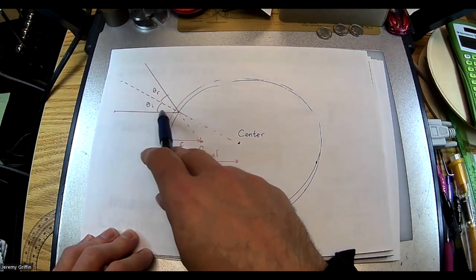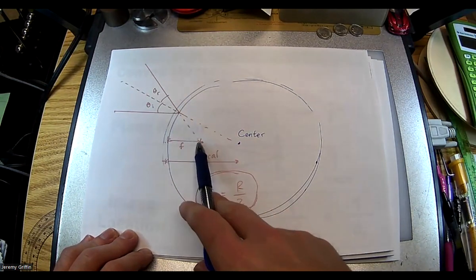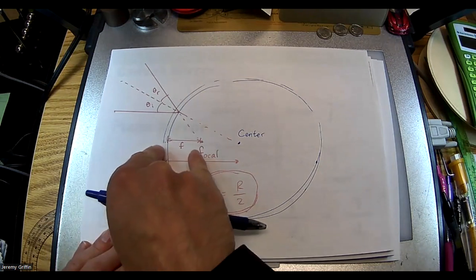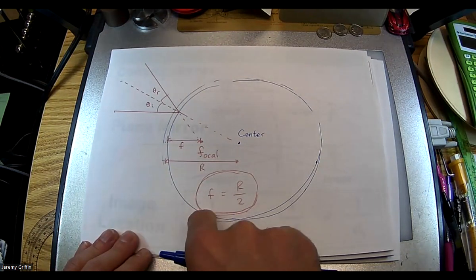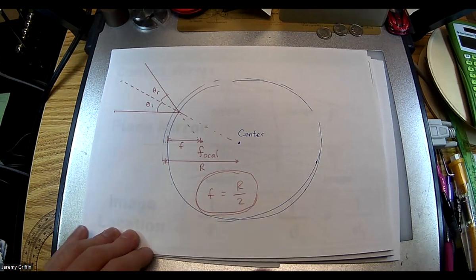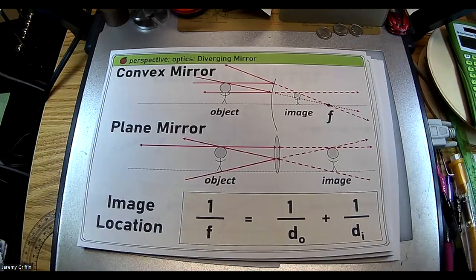And then what you can show is that this reflected ray, if you extrapolate backwards, will always go through what's called a focal point. And this focal distance is always half of the radius of that sphere in this case. So the focal distance is half the radius. So now you can define how curved is some mirrored surface, some reflective surface, and then do ray diagrams.